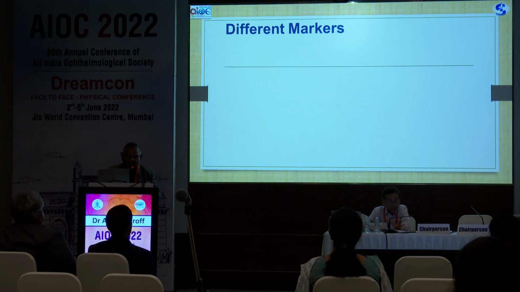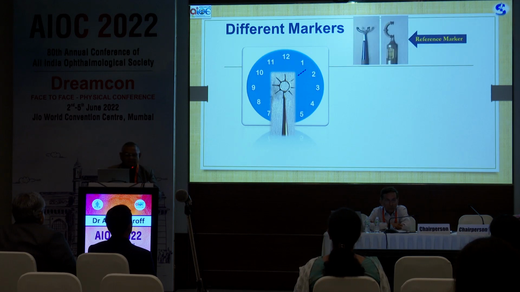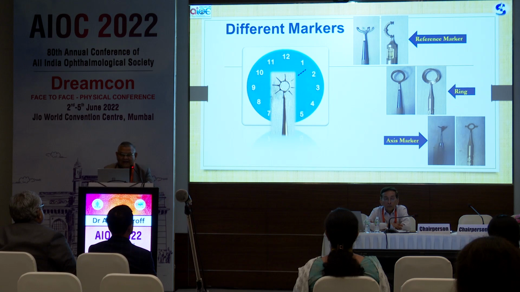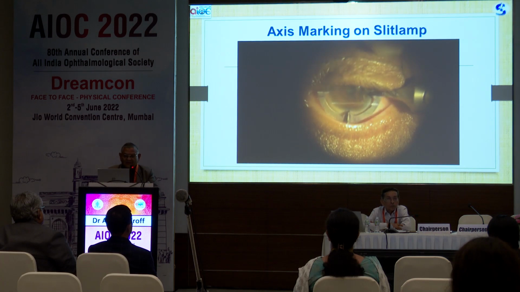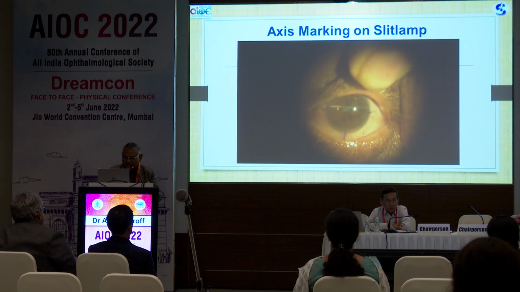There are different markers available for that. This is a very good marker, which we used to use for PRKs and RKs. And the reference marker with the bubble is better, so that you can keep the bubble in the horizontal position. Then these are the markers, the ring with the different axes. You can mark your plane of axis, and with this you can mark the pre-existing cylinder axis. You can mark it on the slit lamp with the horizontal slit, and then see that the horizontal slit coincides with the marks.